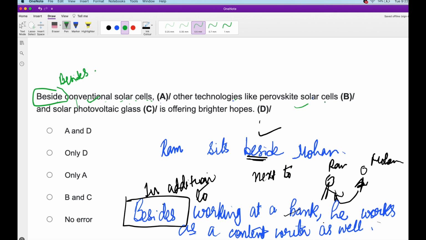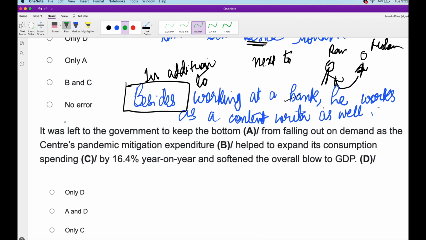Okay. So now here we are talking about other technologies, and then we are talking about 2 technologies, perovskite solar cells and solar voltaic glass, right? 2 means what? Plural. So instead of is, are should be used. Are offering brighter hopes. Okay, so the errors are in parts A and D. Option A is the correct answer. Next question.